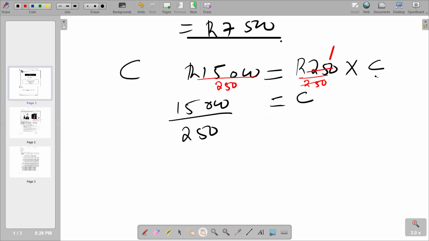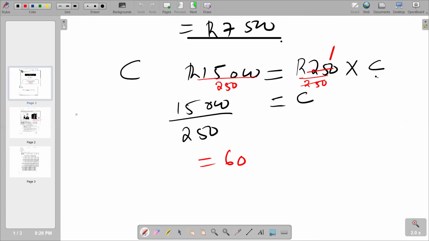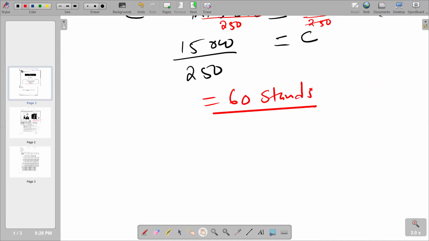So your final answer becomes 60, representing 60 cents. Remember, it's the row of number of cents. So you're saying we put 60 cents. So this becomes your final answer that we have. Then you go to the next part of our question.